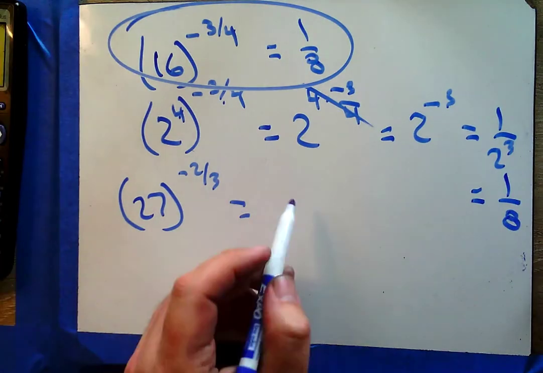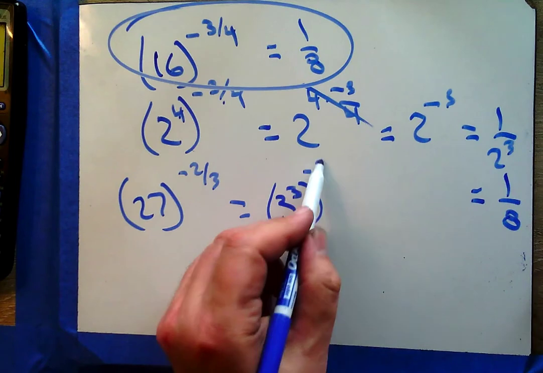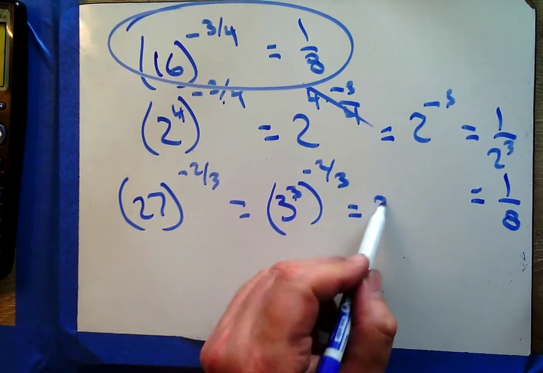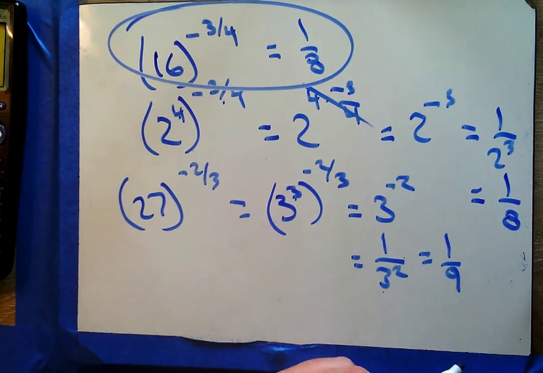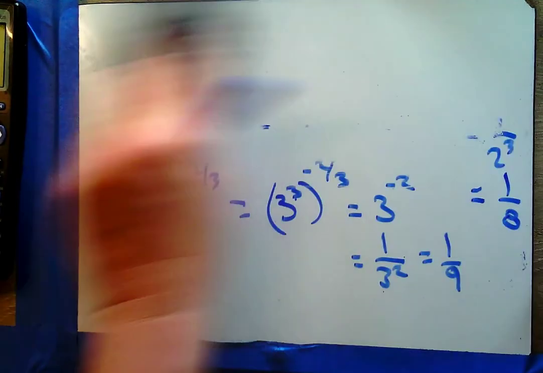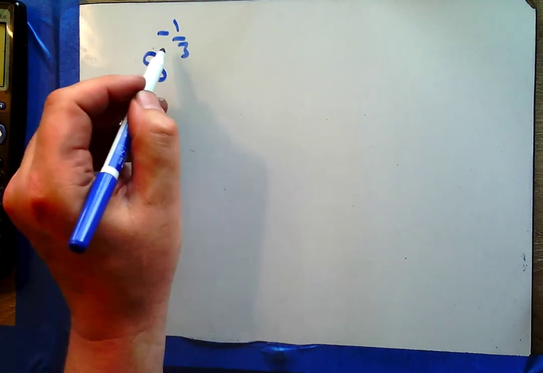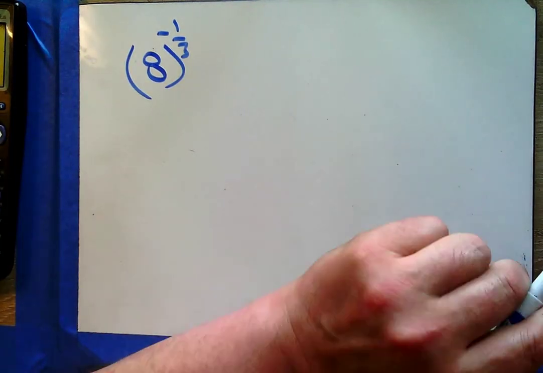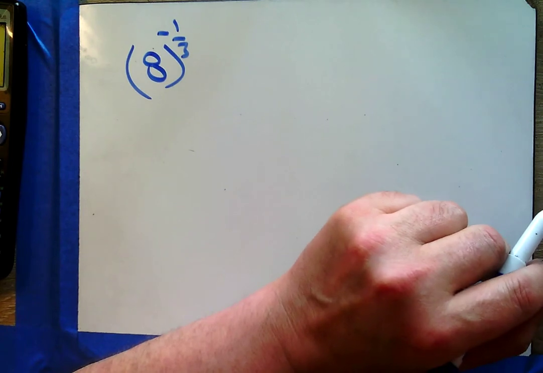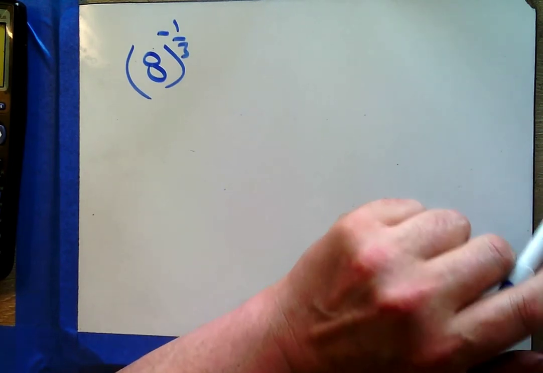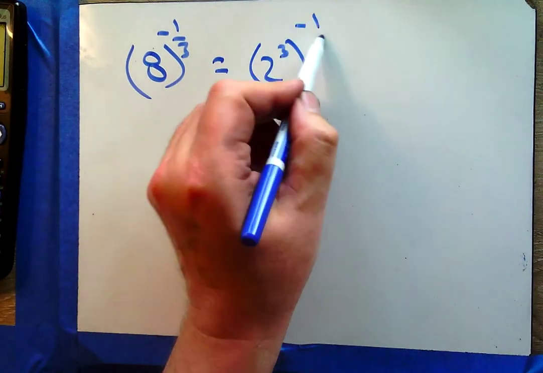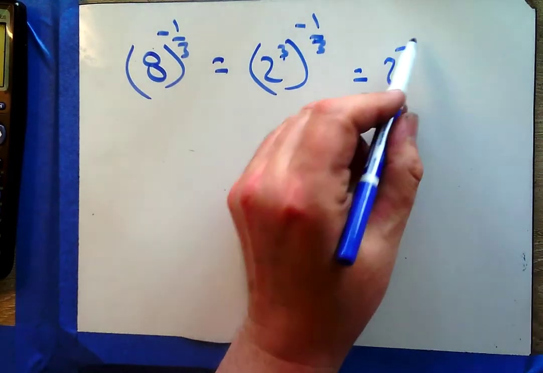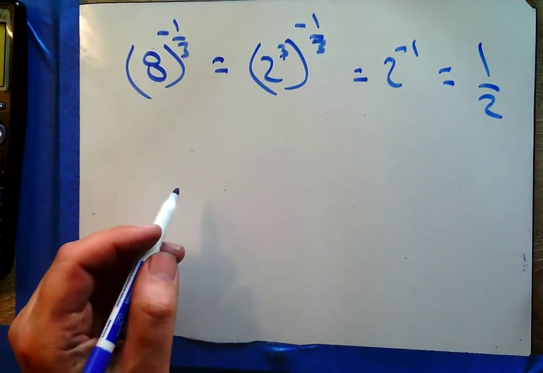So did you rewrite the base? 27 is 3 to the third. And then when you raised the power to a power, you ended up with this, which is 1 over this, or 1/9. Okay? How about this one? 8 to the negative 1/3. Try that one. All right, I hope you wrote 8 as 2 to the third, and then when you raised a power to a power, you ended up with this, or 1 over 2.